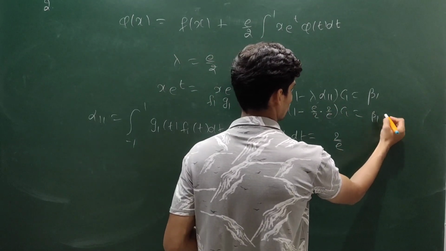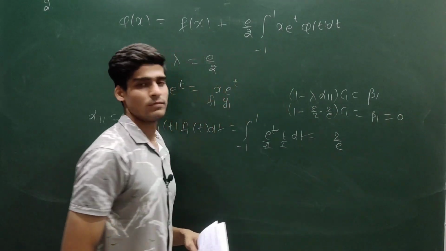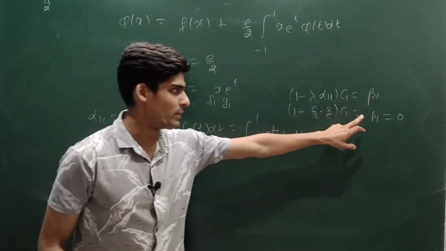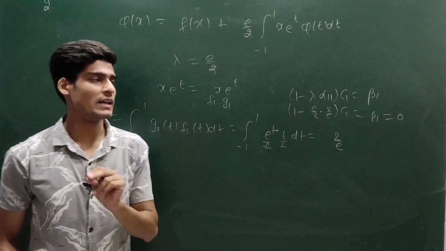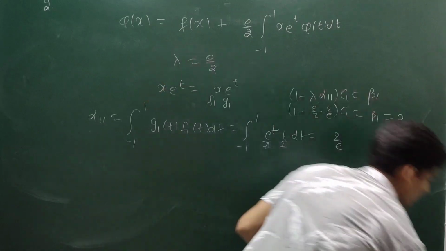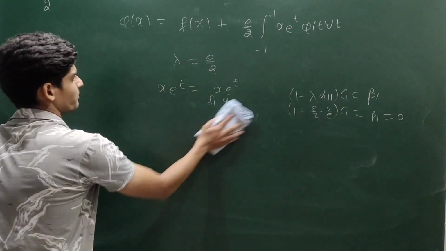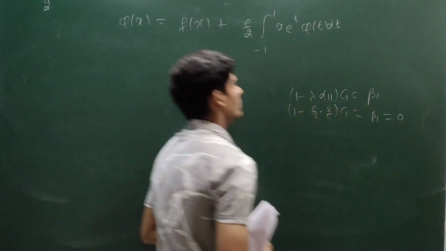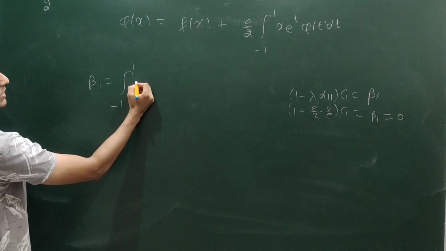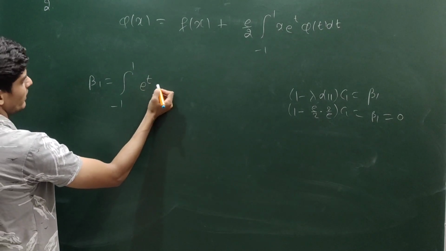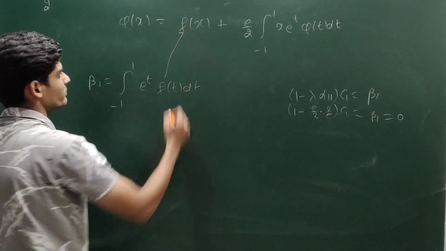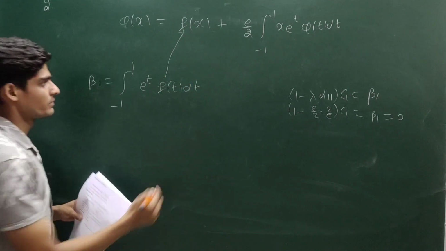c1 is equal to beta 1, so this is 0. So in this case your beta 1 is 0. So you will get a solution provided your beta 1 is 0. So we have to observe the condition wherever your beta 1 vanishes. Now let me take beta 1. This beta 1 is given, according to the theory, by the integral from minus 1 to 1 of g1, which is e power t, into f(t) dt. This is this function and this is getting vanished.